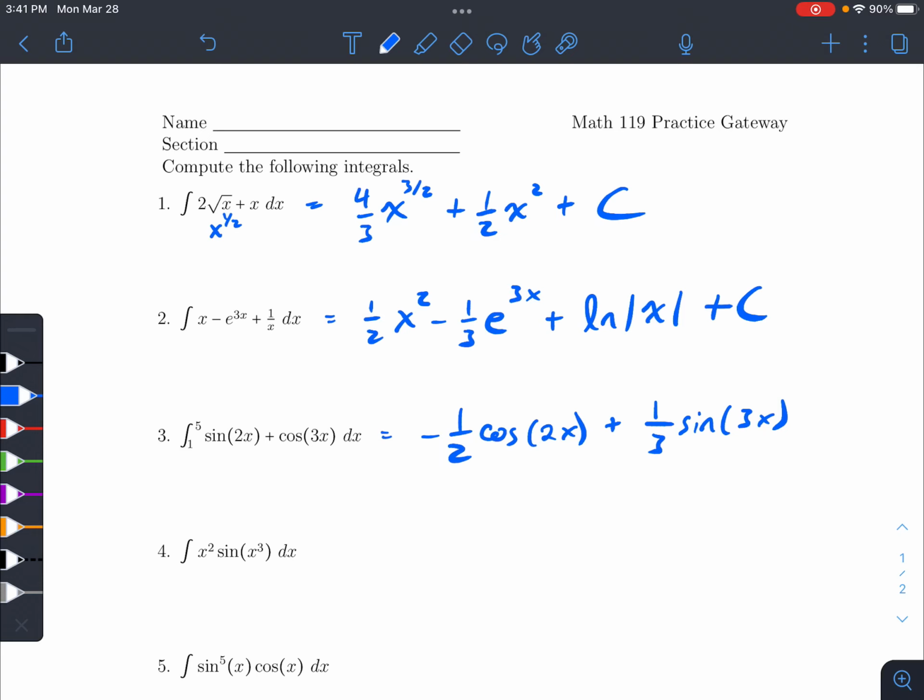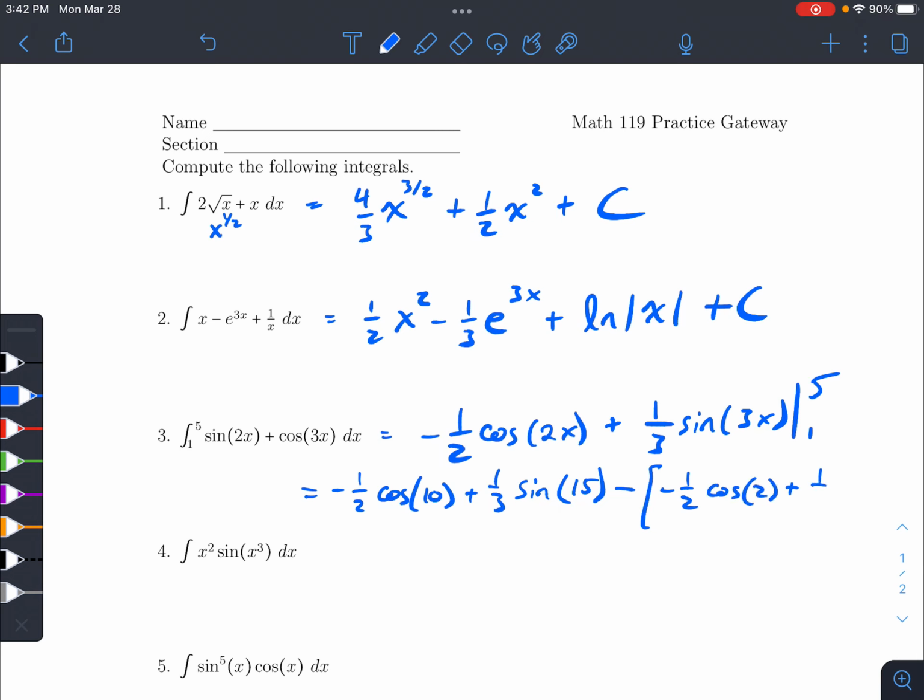All right, and then this is a definite integral from 1 to 5. So now I need to plug my bounds in. So I'll do negative 1/2 cosine of 2 times 5, which is 10, plus 1/3 sine of 3 times 5, which is 15, and then minus, put this all in parentheses because we need to subtract everything. So negative 1/2 cosine of 2 times 1 plus 1/3 sine of 3 times 1.